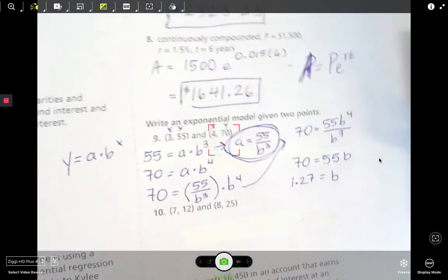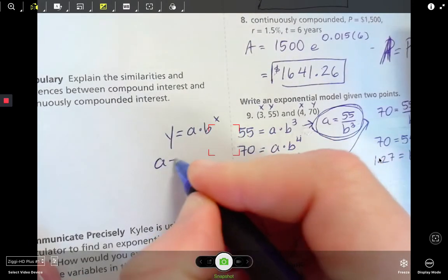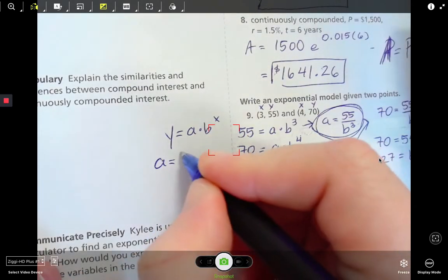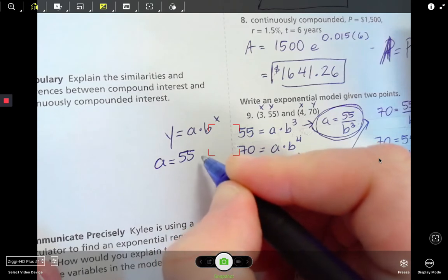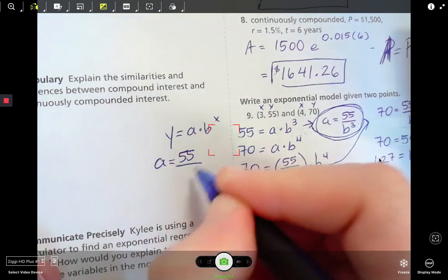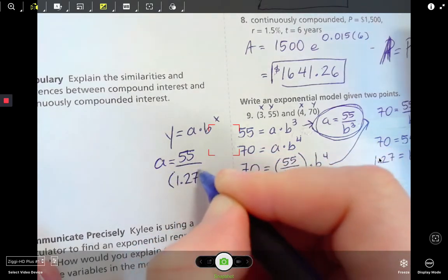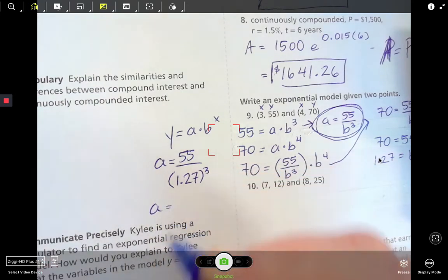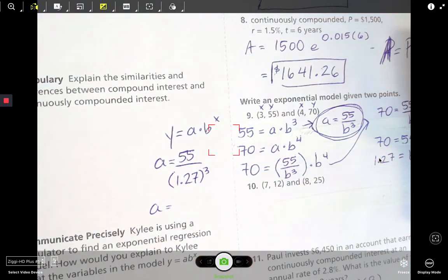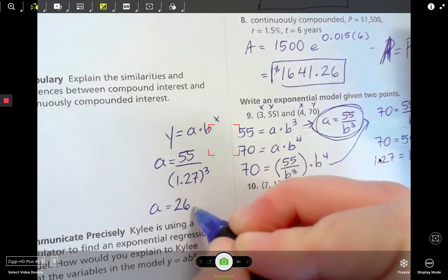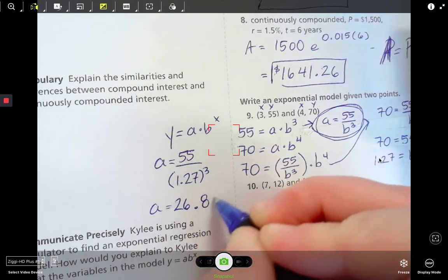So to find a, I'm going to do my work over here where I've got a little room. I'm going to say a is equal to 55 divided by 1.27 to the third. Again, I'm rounding to two decimal places. 55 divided by 1.27 raised to the third, and I get 26.85.